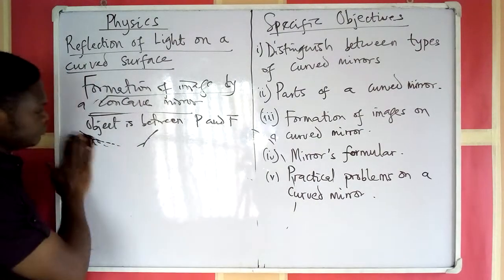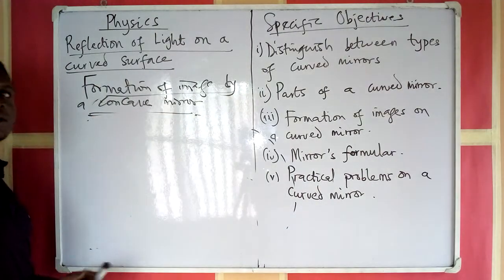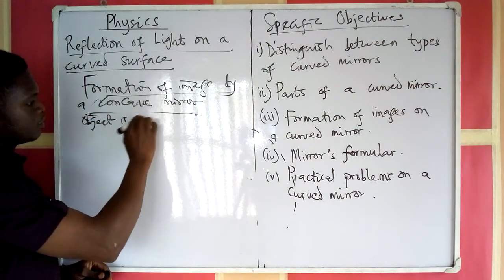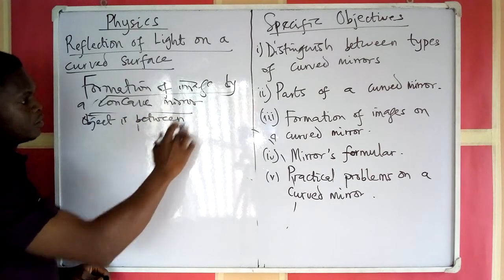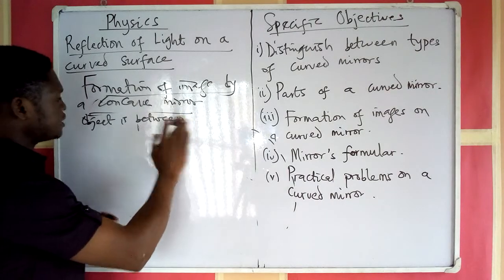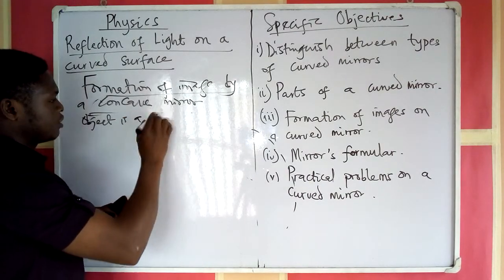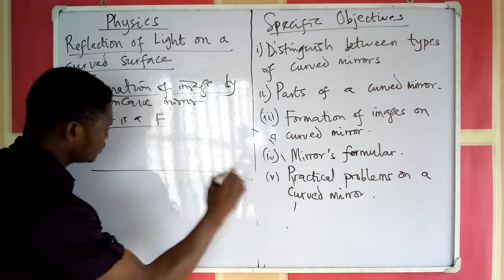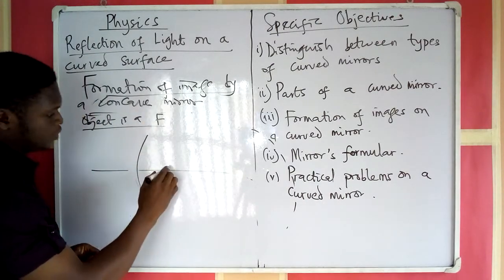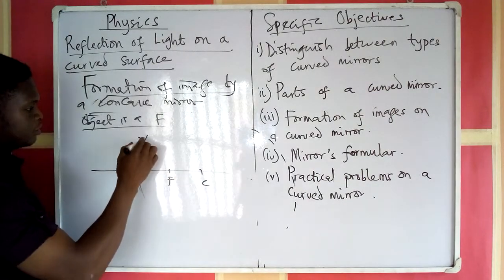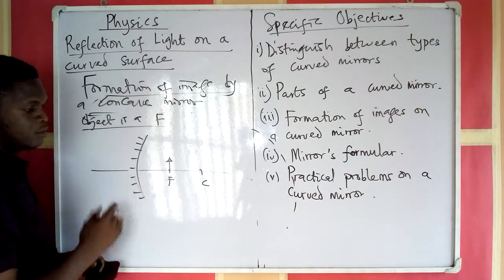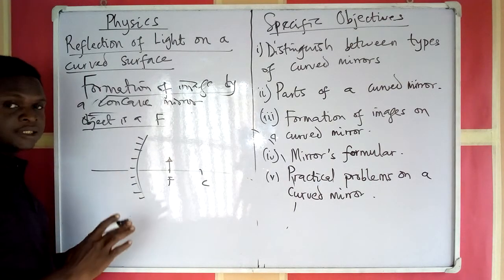Alright. So the next one we are going to look at will be when the object is at F. Now it is shifting from between P and F to F. So when the object is at F, these are F, these are C. When the object is here, the same rays, two, like I said, is enough.